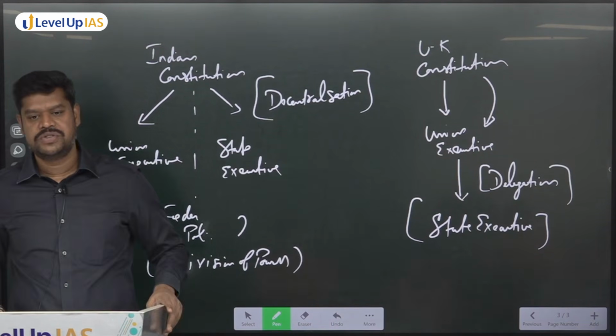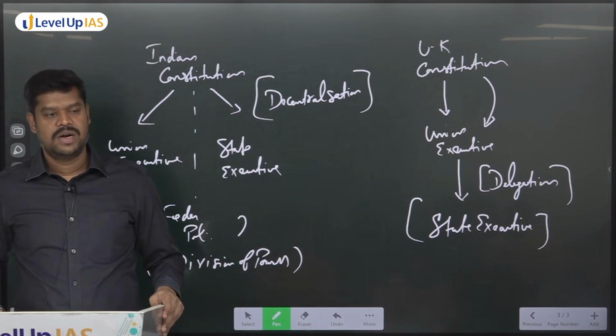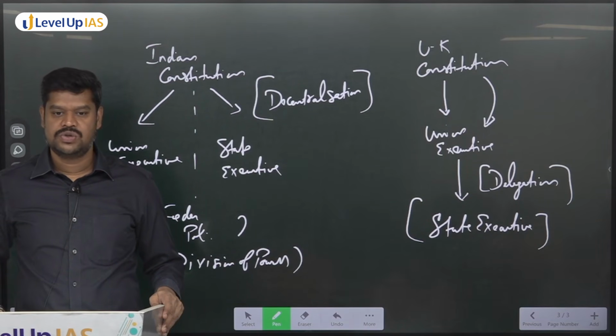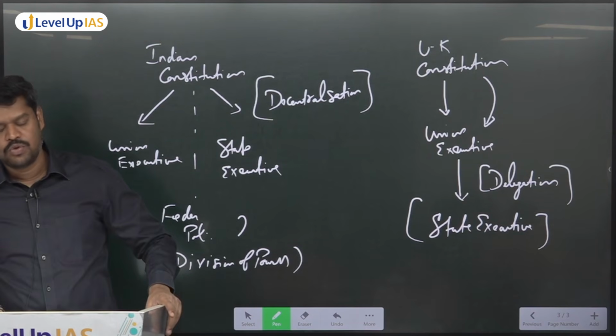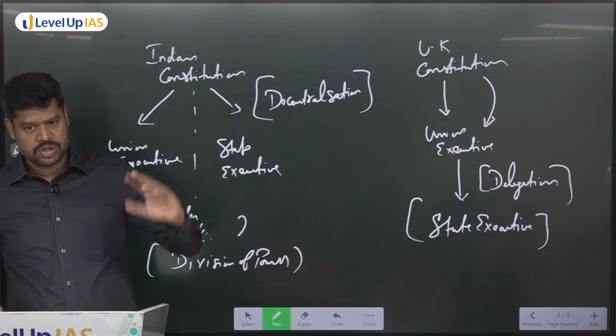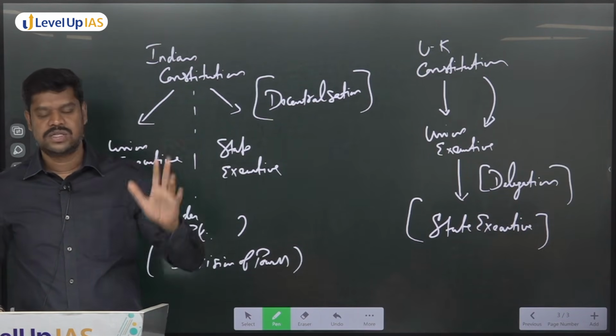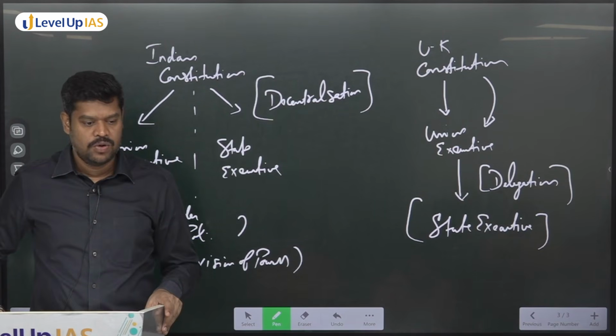Now can you tell me why there is no equal division of powers? They could have given equal division of powers, but the members of the Constituent Assembly chose not to. Rather, they concentrated more powers in the hands of the union, both in legislative powers and in executive powers. Why do you think so?